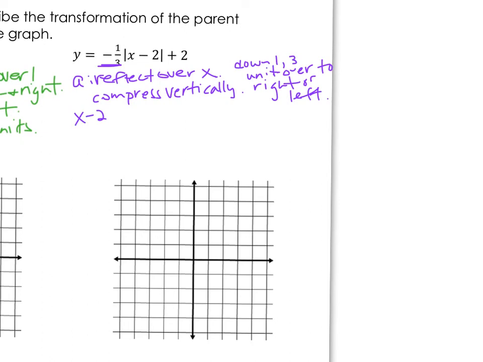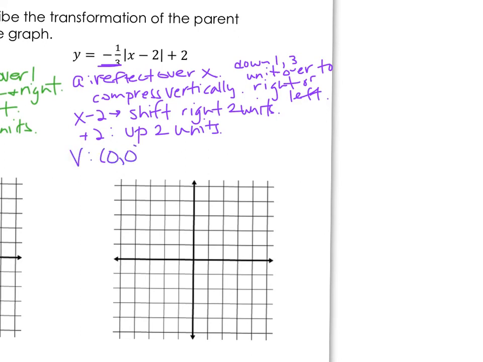The x minus 2 means we're going to shift right 2 units from the vertex. And then that plus 2 means the graph will move up 2 units from the normal vertex value. So here's what I mean. Again, normally the vertex is right at 0, 0. But because we're moving it right 2 units and up 2 units, that's going to move the vertex to 2, 2. Let's start by plotting that location, 2, 2, like so.